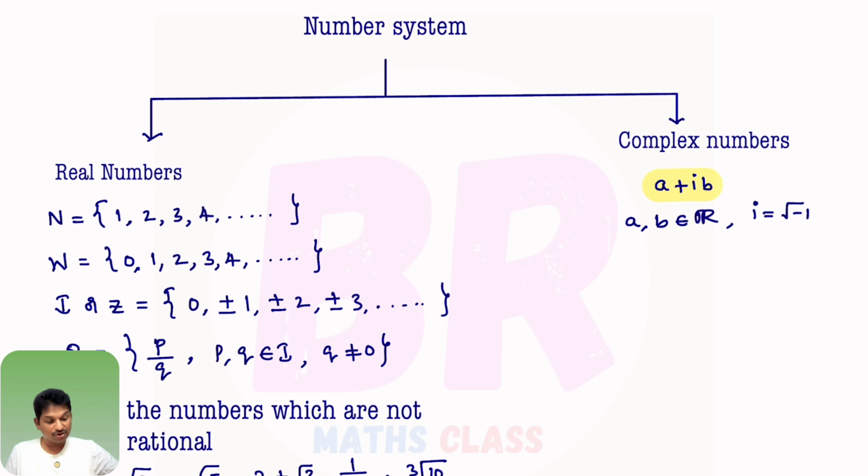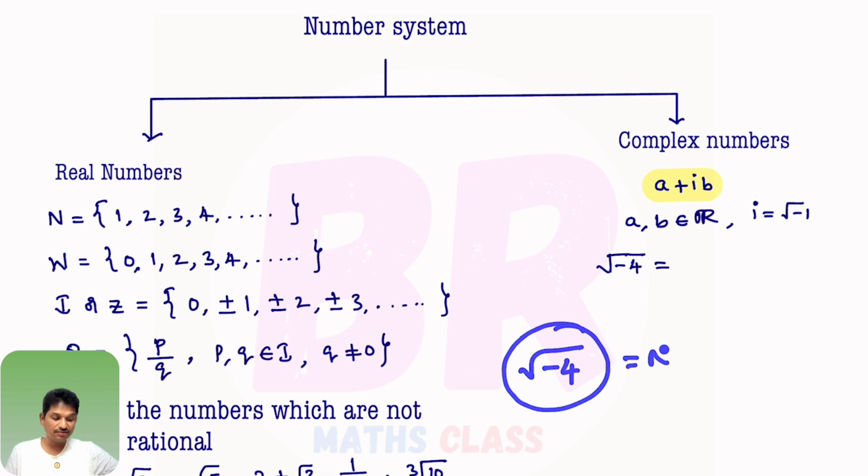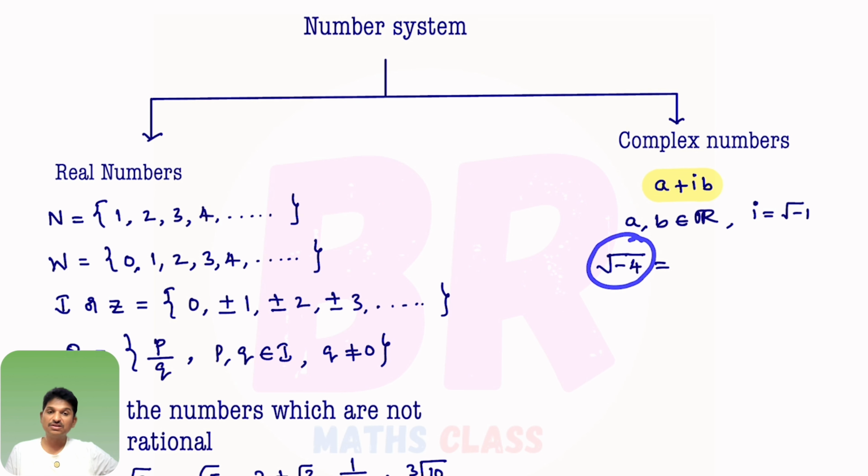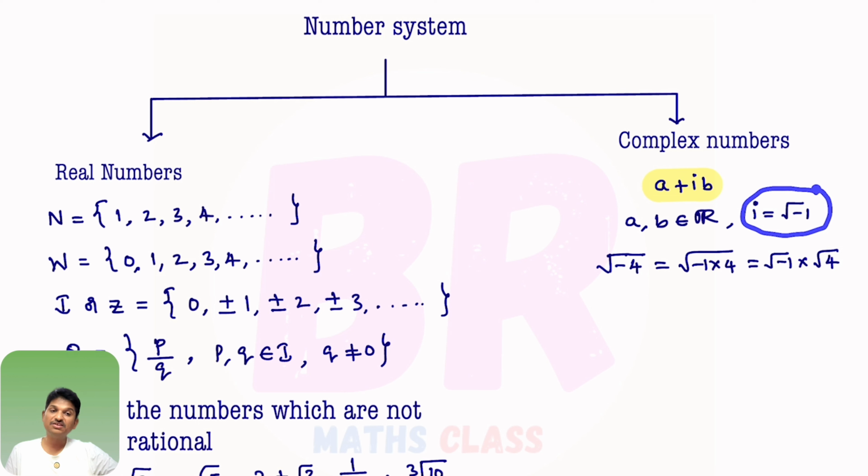For example, actually from where all these things developed: in the real system, root over minus 4 is what? In the real system, the square root of a negative number is not defined. So what is the square root of minus 4? We can write it as minus 1 into root over minus 1 into root 4. Here they introduced this Euler notation i. Root over minus 1 they write as i, right? So this is i into root 4, which is 2, so i into 2, or simply 2i.